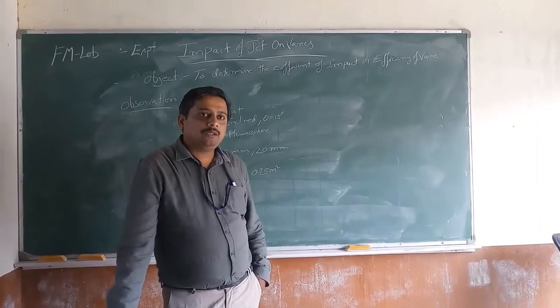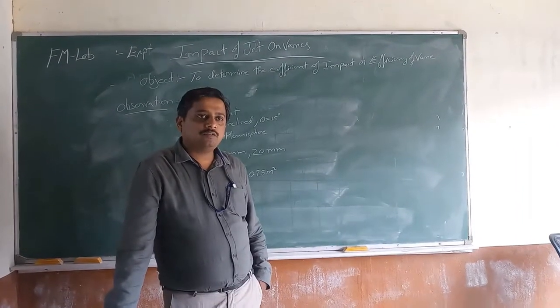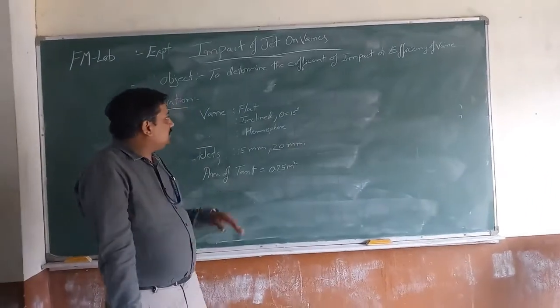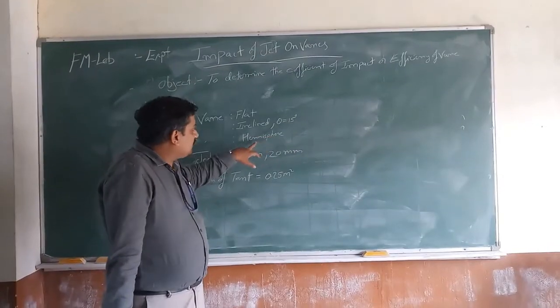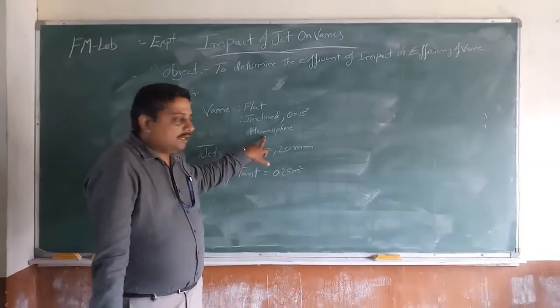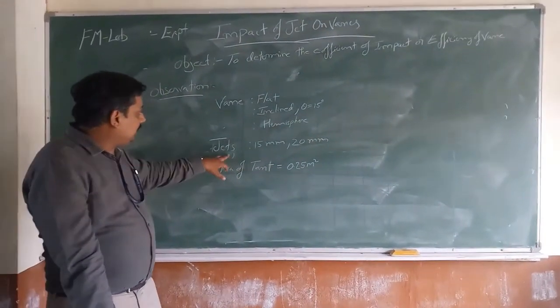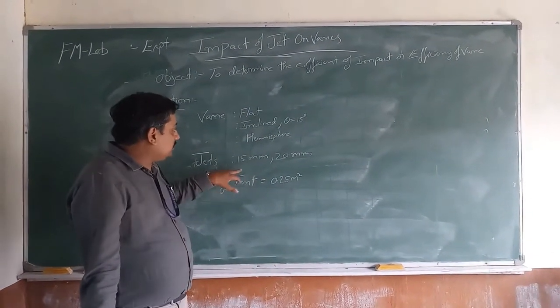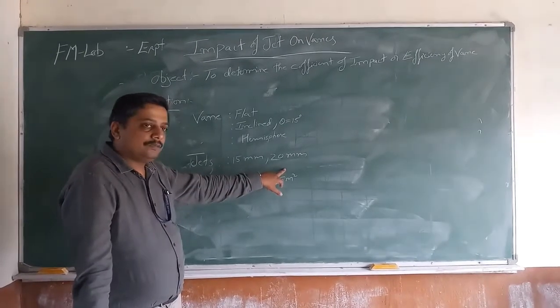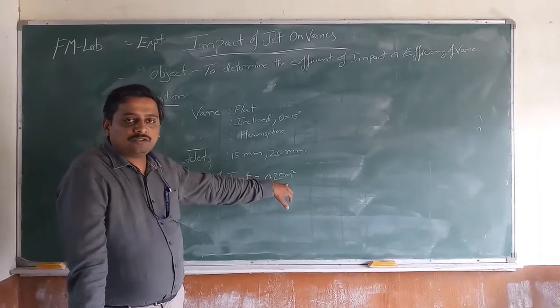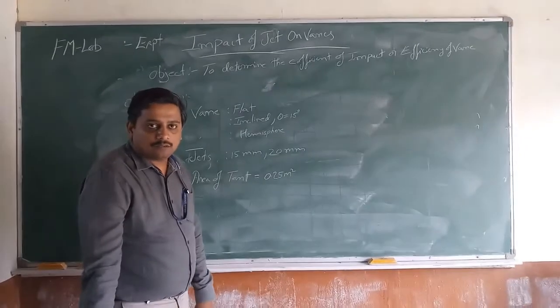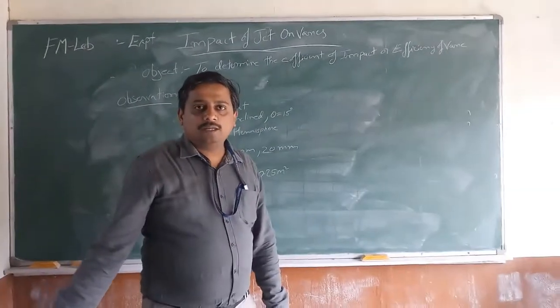So today we are going to see the efficiency of the vanes with respect to three types. One is a flat, one is an inclined, which is 15 degrees in angle, and one is a hemispherical vane. The dimensions of the jet are around 15 mm and 20 mm, and the collection tank has 0.25 meter square capacity. So now what are we going to do here?